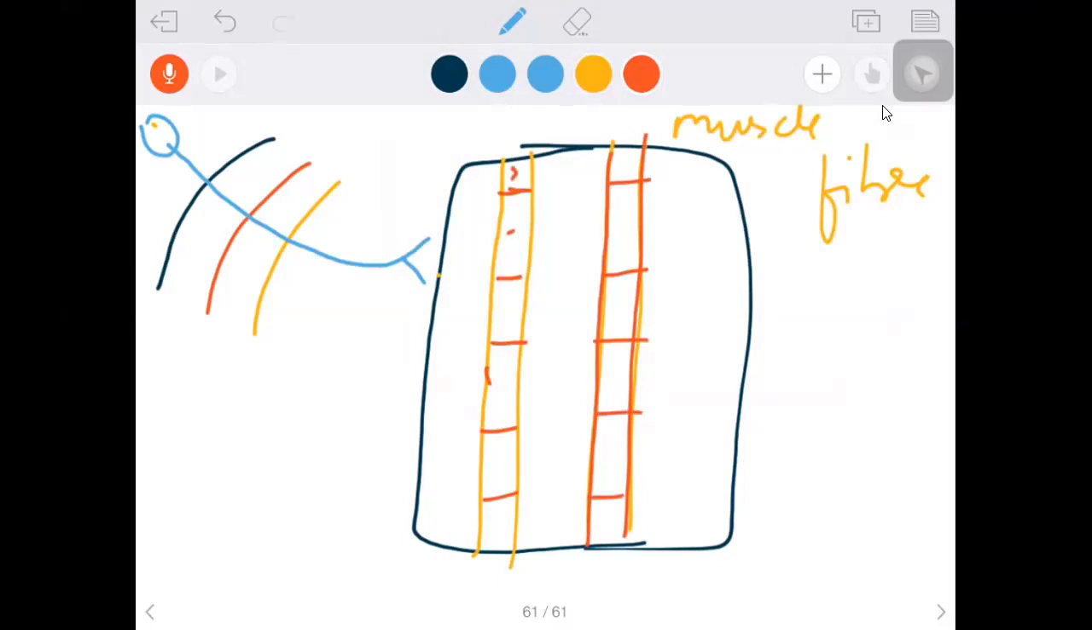Okay, we'll make the H zone also. It's very difficult to do it like this. So there are so many sarcomeres. Now our nerve fiber came and made a synapse with this sarcolemma. We call this area the motor end plate. The acetylcholine, a neurochemical substance, is getting released. Who is the postsynaptic membrane in this case? The sarcolemma. So the sarcolemma is getting depolarized now.